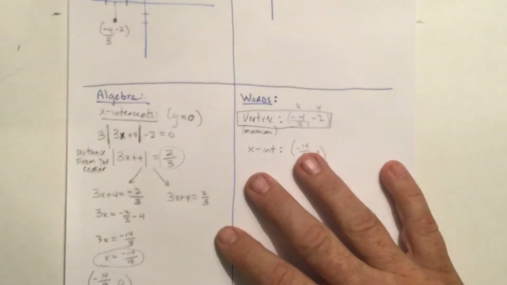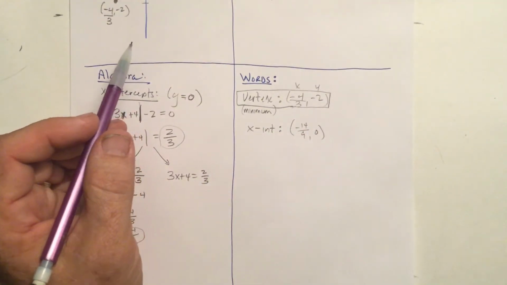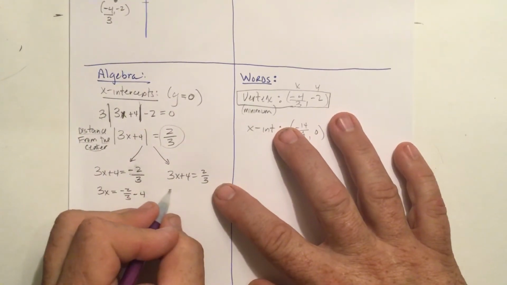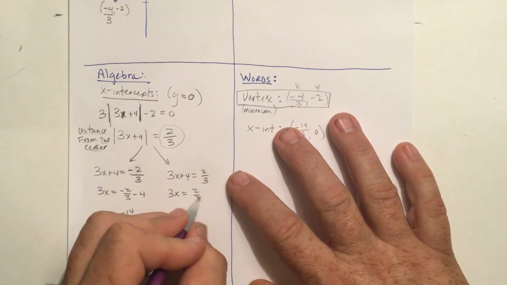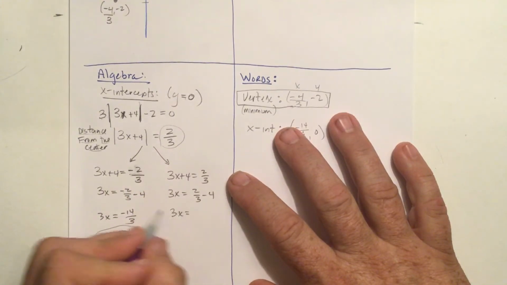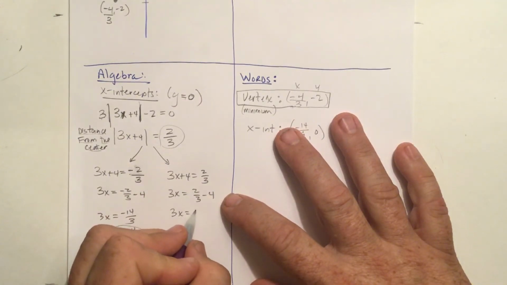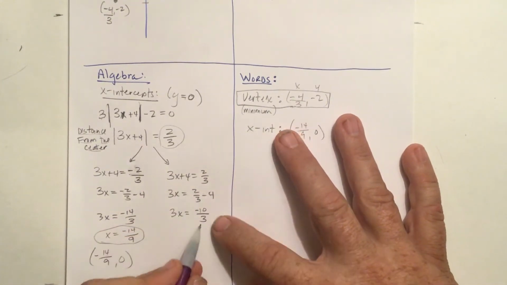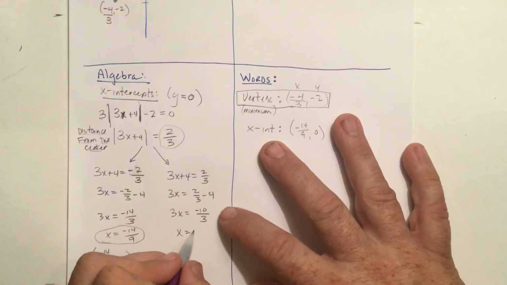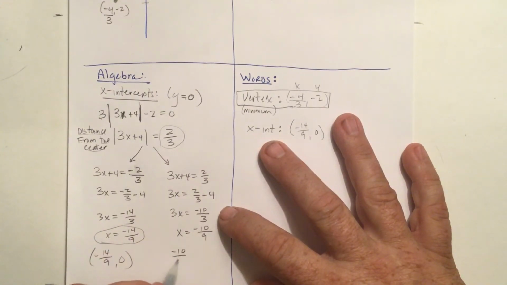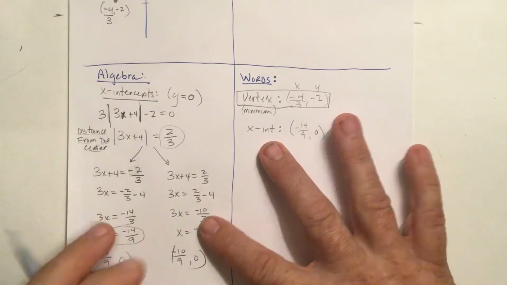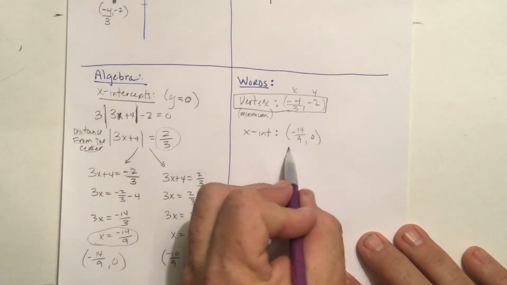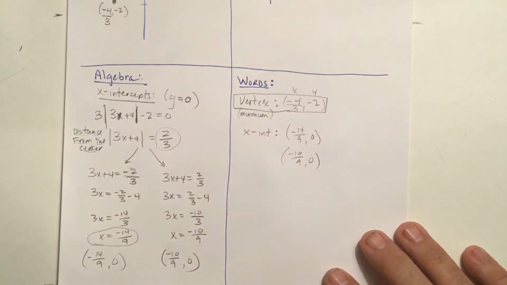And I know I have another one to the right because I have one to the left. I have one to the left and I have one to the right, which is going to be this one. So we have 3x equals 2/3 minus 4. 3x equals negative 10 over 3, which is 3 times 4, which is 12. 2 minus 12 is negative 10. x equals negative 10 ninths. So we have negative 10 ninths and 0.